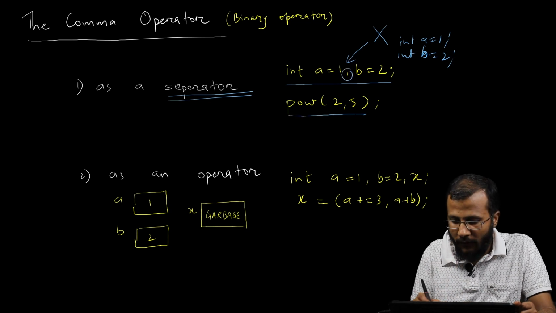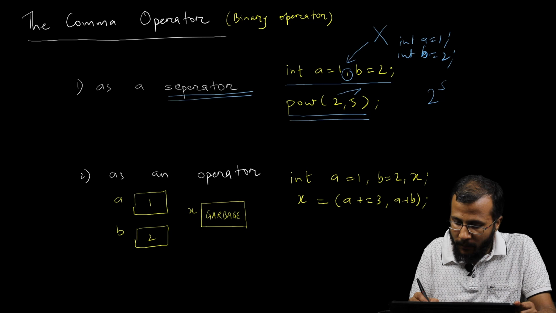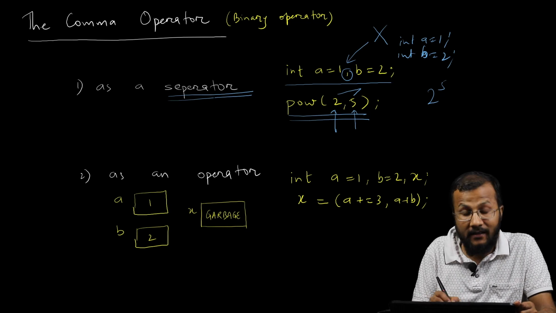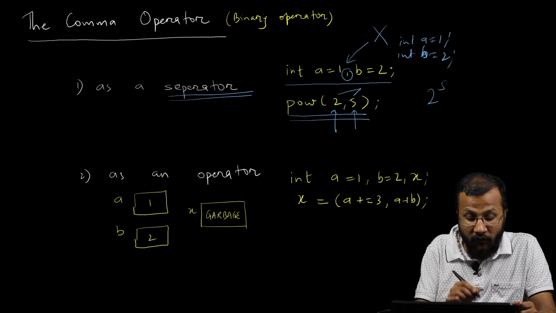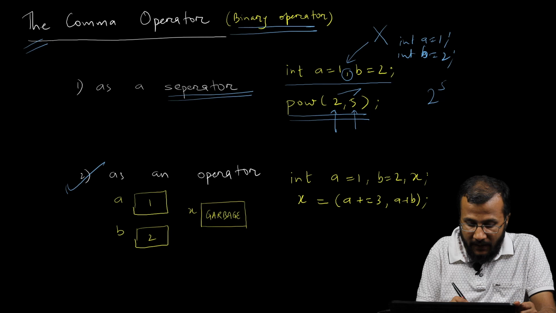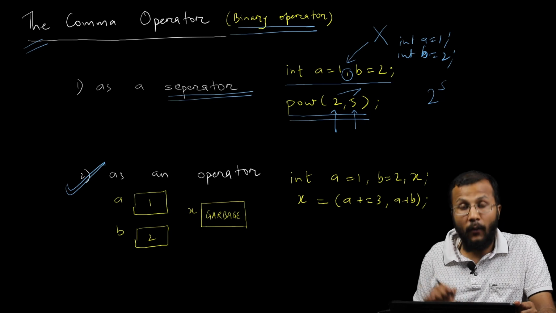Similarly, we have already discussed this power function, 2 to the power 5, in math.h. So here I have 2 arguments that I am passing in this power function. The first is the base, the second one is the exponent. Now I am using this comma to separate these 2 arguments. This is also a separator. This is not a comma operator. In fact, the comma operator is a binary operator, which is explained here in number 2. It is an operator. So let's see how it works.